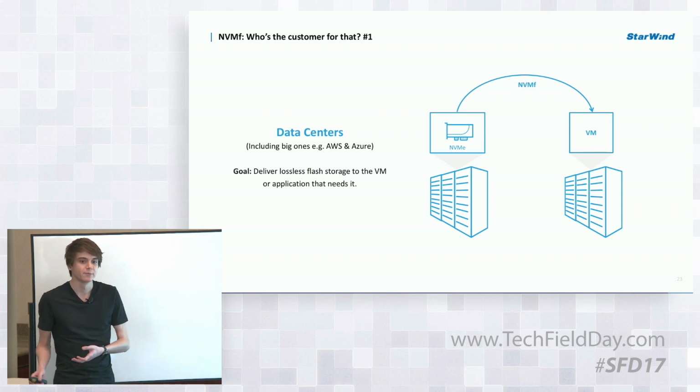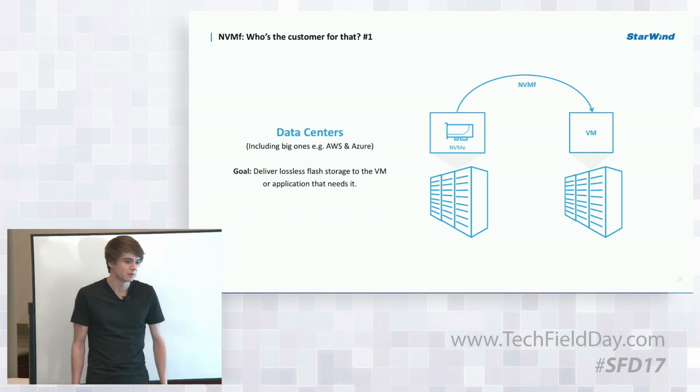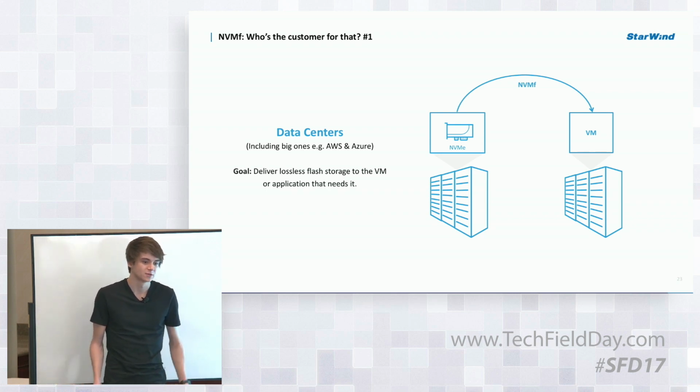When they migrate to another compute node, they assume that this storage should be present at the target node as well. So what we are doing with our NVMe over fabrics target and initiator is basically solving this issue. We are able to teleport the storage from point to point where it's required.